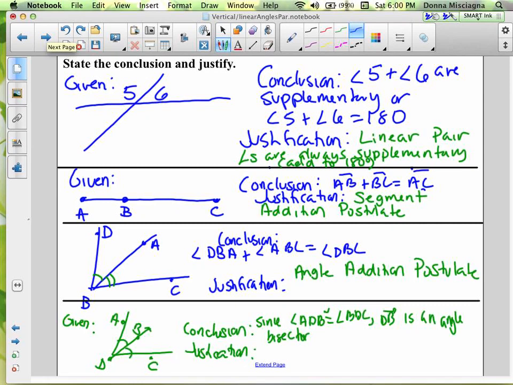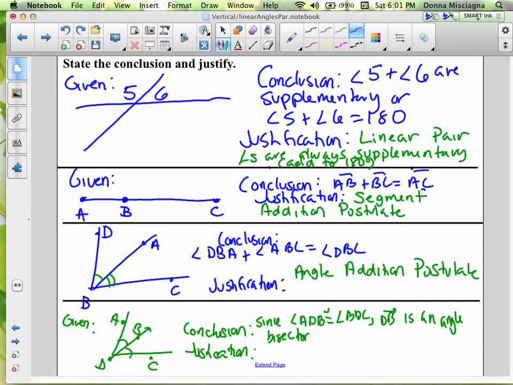All right, so here we have another diagram. Notice this diagram is very much like the other diagram, except for one thing. We see some congruence marks. Those congruence marks are telling us our angles are congruent. A conclusion we can make, since angle ADB is congruent to angle DBC, is that DB is an angle bisector. It would not be a conclusion to state that angle ADB is congruent to angle CDB, because we're told that. That's a given. That marking is given to us.